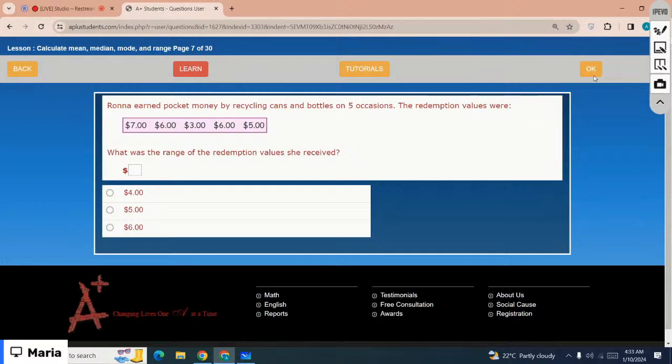Rona earned pocket money by recycling cans and bottles on 5 occasions. The redemption values were 7, 6, 3, 6, 5. What was the range of the redemption values she received? Which is the correct option?